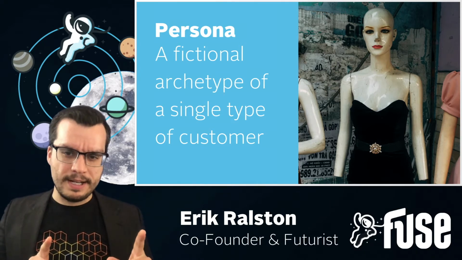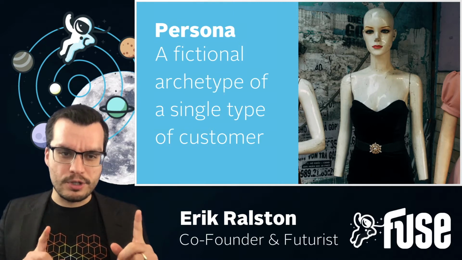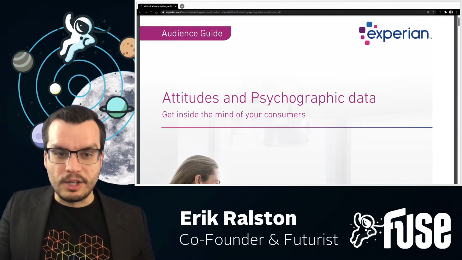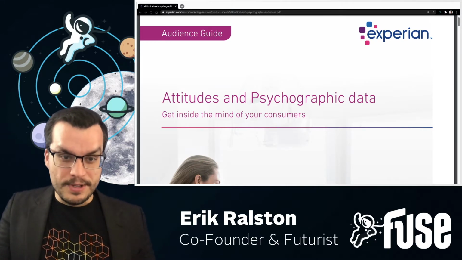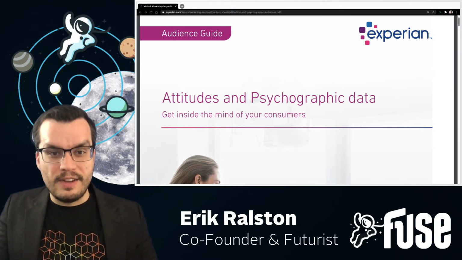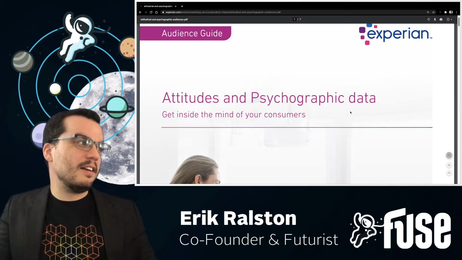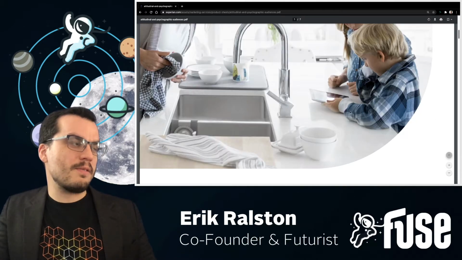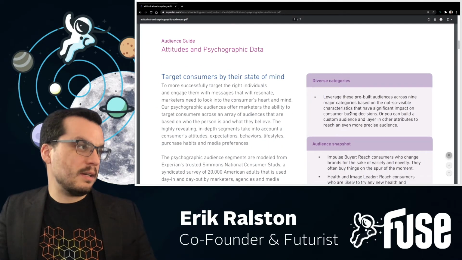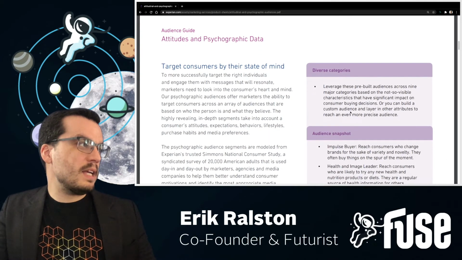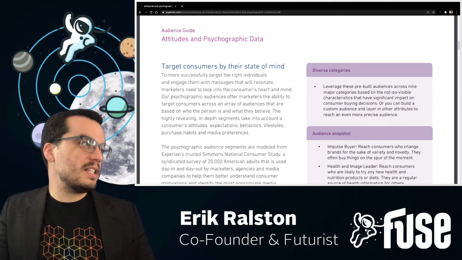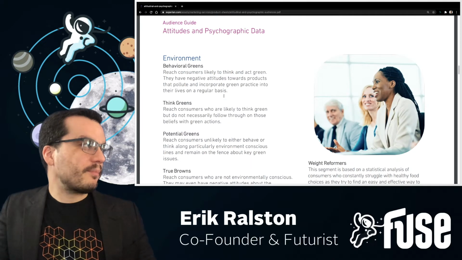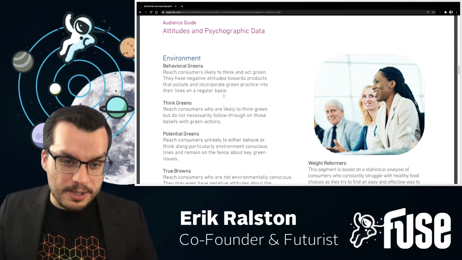The biggest company that actually makes personas in the world, I would argue, would be the credit rating companies. So this is an example of the attitudes and psychographic data guide from Experian. Experian is one of the big 3 credit rating companies in America. And basically what they do is they target the right individuals and engage them with messages that will resonate. And basically, they're able to do things, again, based mostly on your credit card transactions.